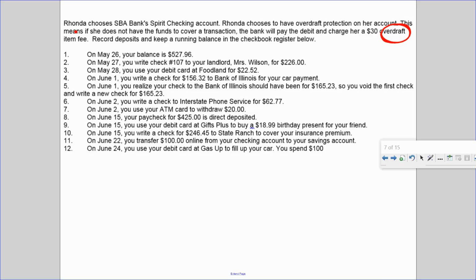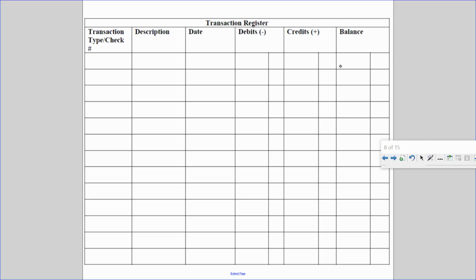An overdraft item fee means you're spending over what you have. Is a bank going to let you borrow money from them for free? No, they're not. They're going to charge you a $30 overdraft fee. So you're going to pay back what you borrow plus an extra $30 fee. So let's do number one. On May 26, your balance is $527.96.